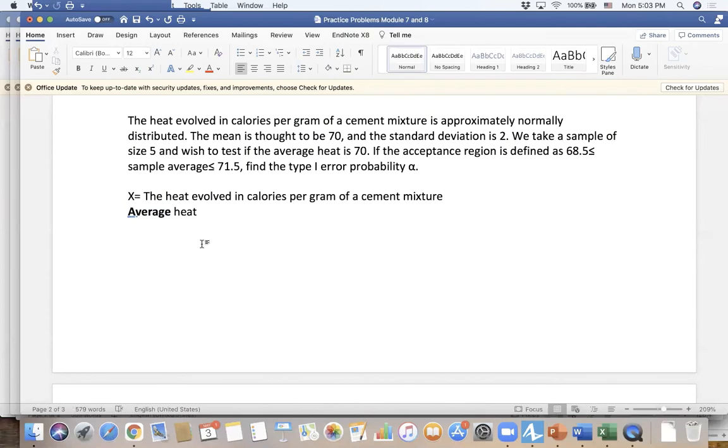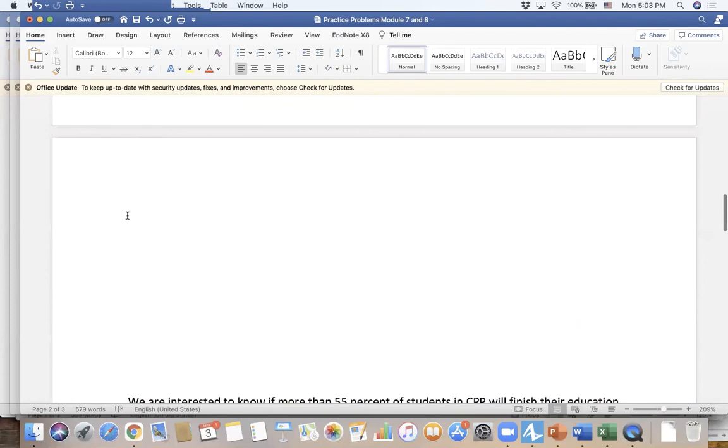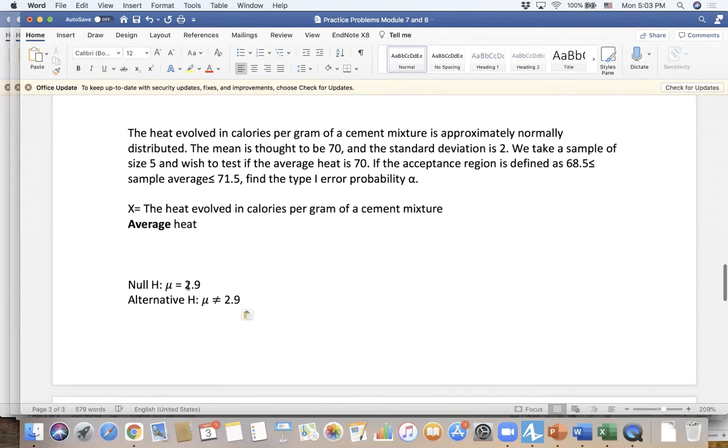Now, what is my null hypothesis and what is my alternative? The null hypothesis is 70 and the alternative is not 70. The mean is thought to be 70. We think the mean is 70, and this is the standard deviation. We take a sample and we wish to test if the average is 70, and it doesn't say anything else.